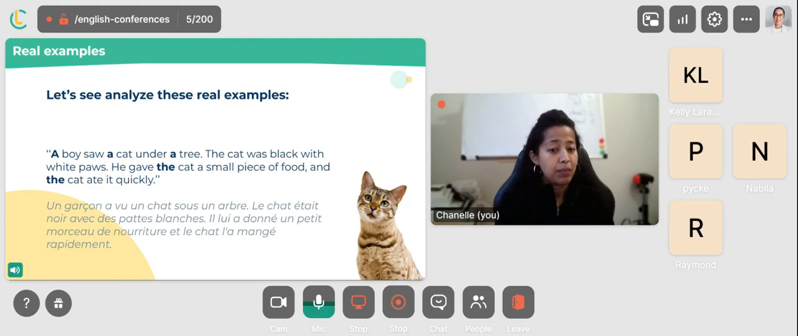The cat was black with white paws. Why do we use "the cat"? Because we already mentioned the cat. Now we can be more precise. The cat was black with white paws. He gave the cat a small piece of food and the cat ate it quickly.